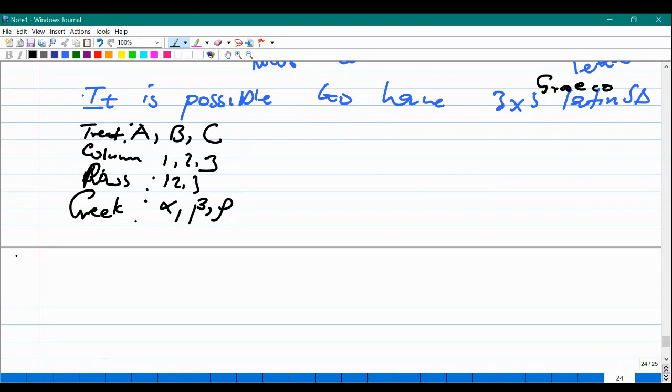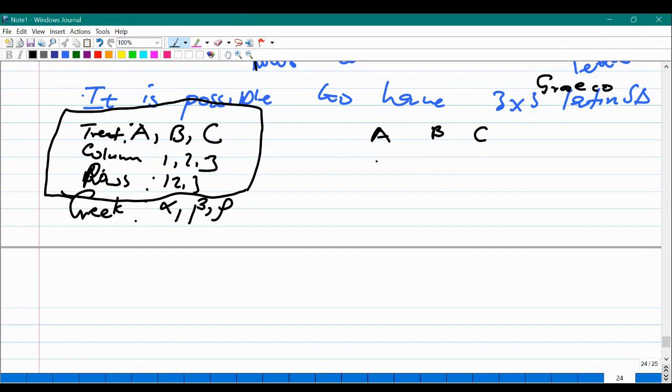Before we get to Greco, give me a 3 by 3 Latin square design, focusing only on the first part. We can have A, B, C, right? A, B, C, and then here we can have C, A, B, and B, C, A. This is a 3 by 3 Latin square design, isn't it?